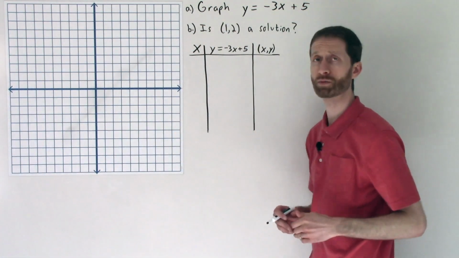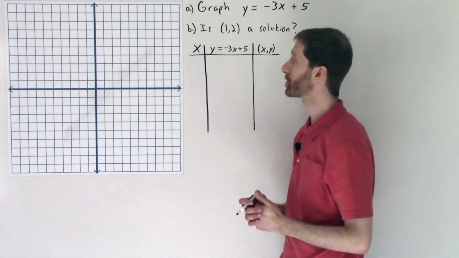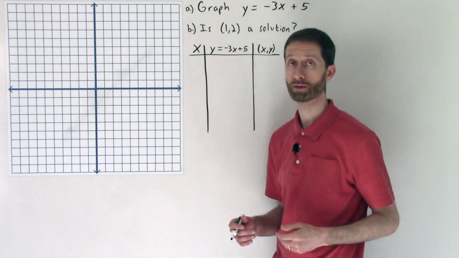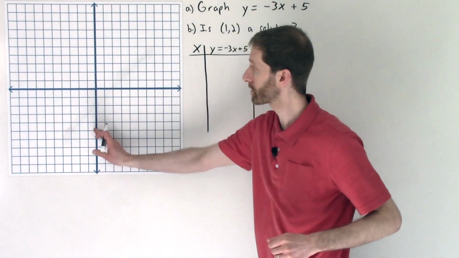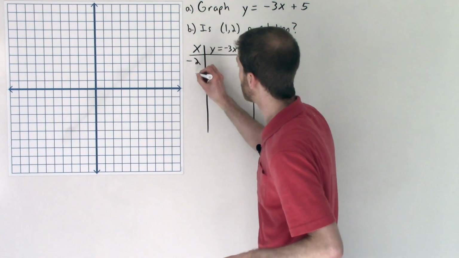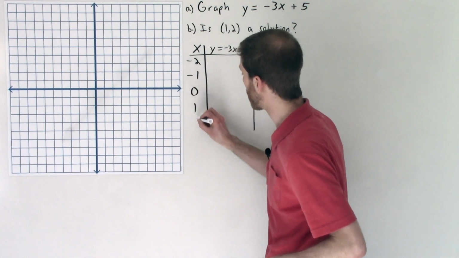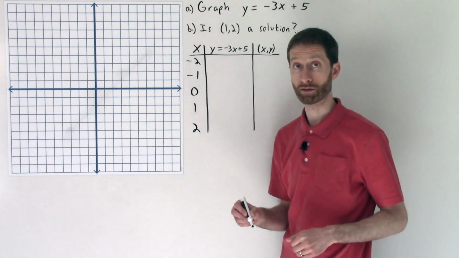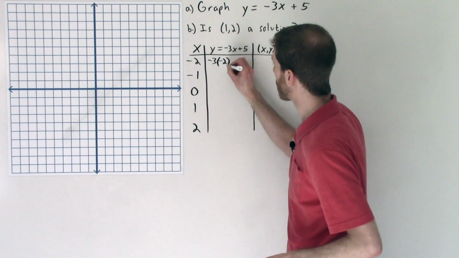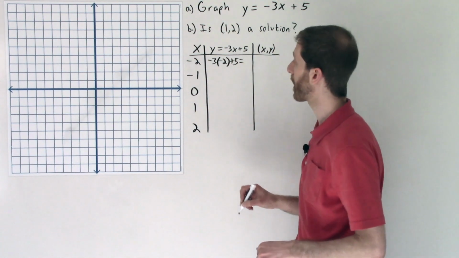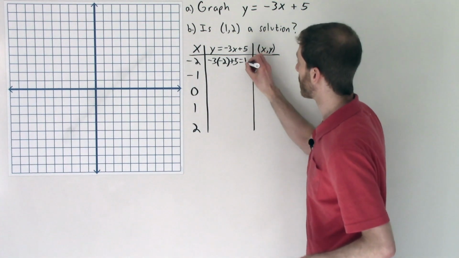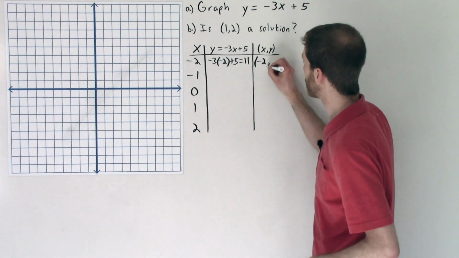So first things first, as we did in the previous example, we're going to pick some x values. I'm going to stick with -2, -1, 0, 1, and 2 to get a good idea on the left side of the y-axis and the right side of the y-axis of what's happening with this graph. So we'll do -2, -1, 0, 1, and 2. We're going to plug in these values. So I do -3 times -2 plus 5. And I simplify that out. -3 times -2 is 6, plus 5 is 11. So that's the point (-2, 11).